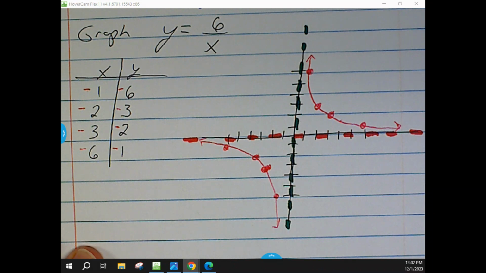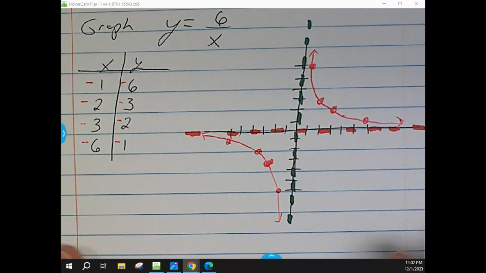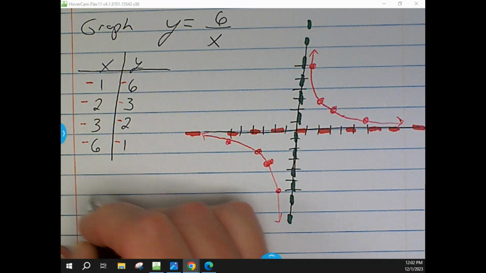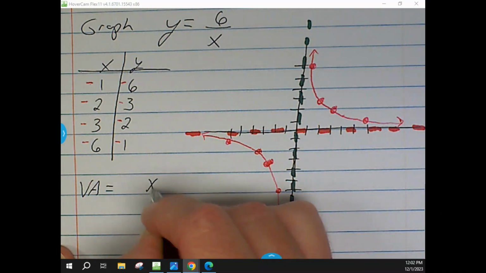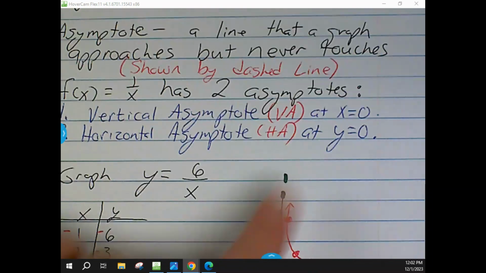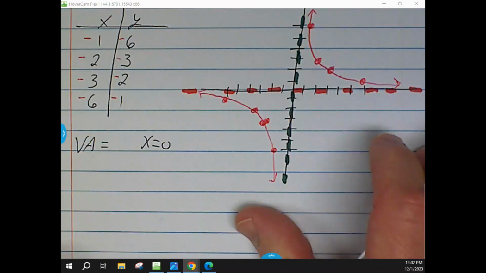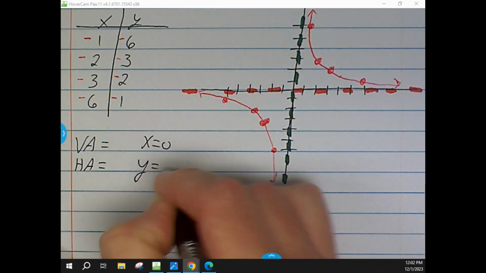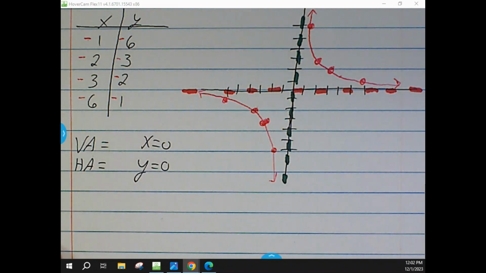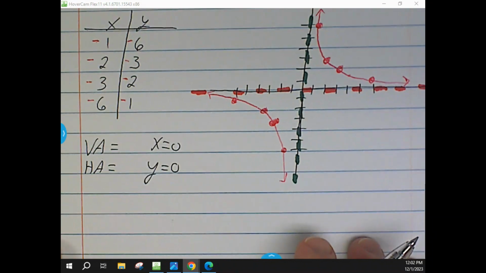All right, now, some of the details they're probably going to ask you on this graph. They're going to ask you for the vertical asymptote. Well, and that's going back up here. We said it's going to be at x equals 0. Horizontal asymptote is going to be at y equals 0. And they are going to ask you for domain and range.